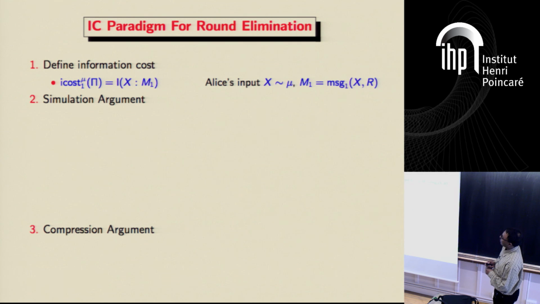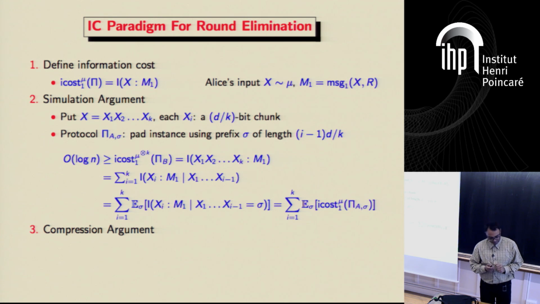All right, it remains to define information cost. We have to make a careful definition here. Instead of looking at the information conveyed about the input by the protocol, we look at the information conveyed about the input by only Alice's first message, only the first message.